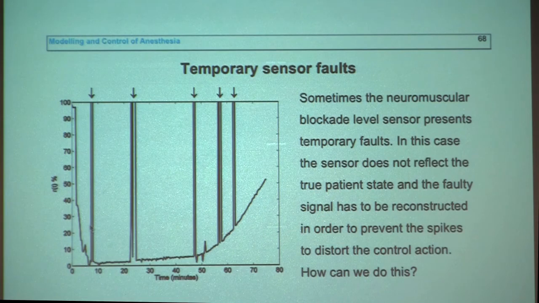one other thing is temporary sensor faults. So sometimes, this is a typical record. Sometimes you have your sensor and sometimes you jump to 100 or to 70. Usually it saturates. Now, you can imagine what happens if you have a controller connected in this situation. It says, well, the person is waking up, so let's give all the full amount of drug that we can. That's what the controller thinks. So you have to cancel this.